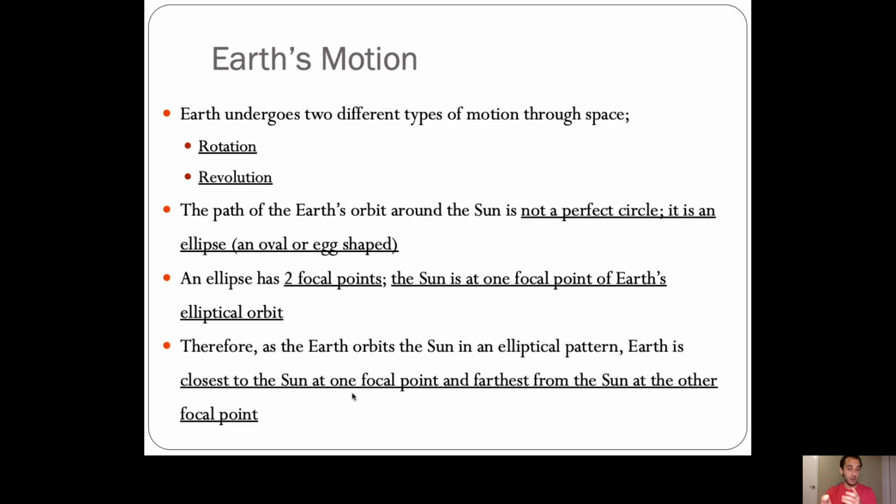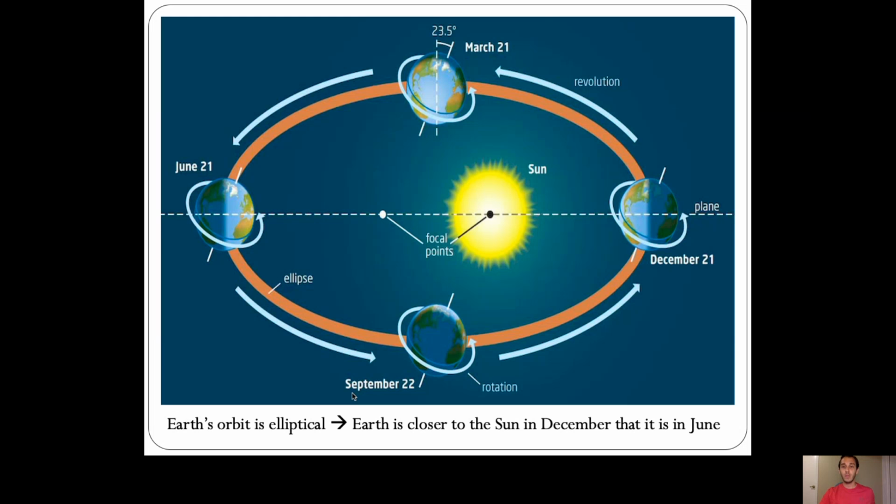I mentioned this in the last lesson, or perhaps the lesson before that, that sometimes Earth is closer and sometimes Earth is farther from the sun. Of course, we're talking about revolution. That's the motion we're talking about right now. Revolution, not rotation, revolution around the sun. If we take a look here, the dates are listed: December, March, June, and September.